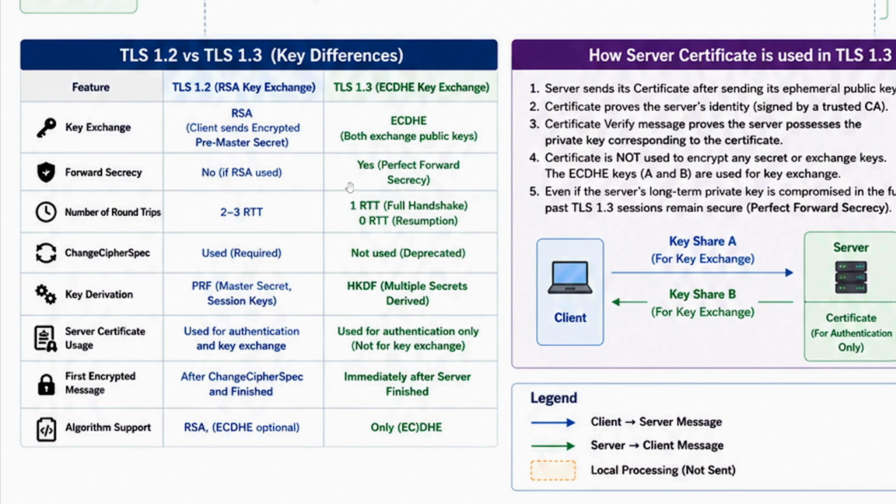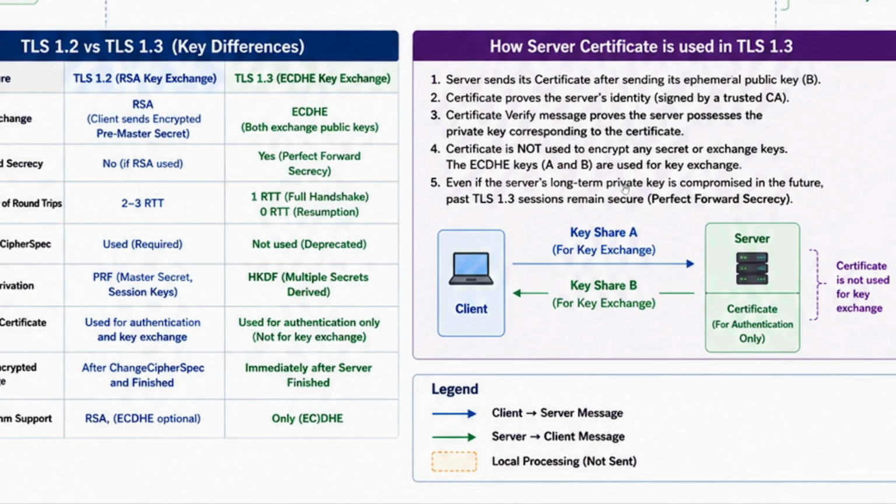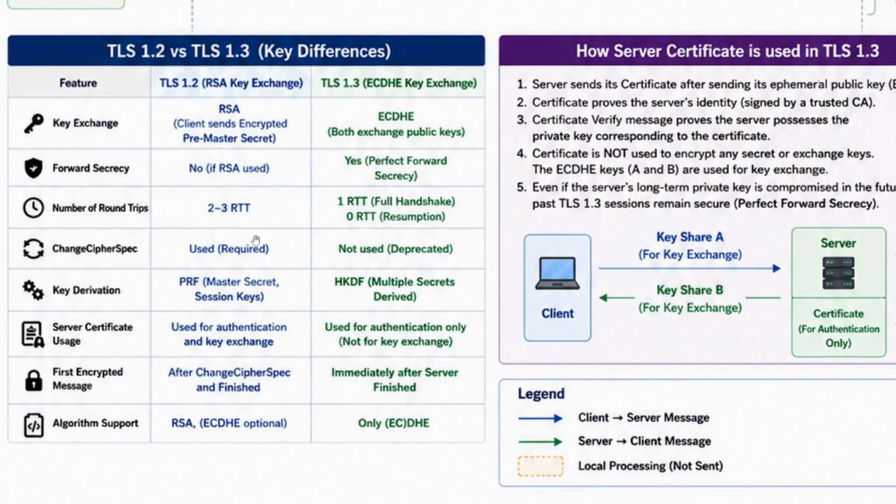Now, forward secrecy. Here it is perfect forward secrecy. Even if the server's long-term private key is compromised in the future, past TLS 1.3 sessions remain secure, like I told you, because it is an ephemeral key pair. In the next session, forget about later on in the future as well, the next session itself will not be working with the previous session's private key and public key. So keep that in mind. That is why it is perfect forward secrecy.